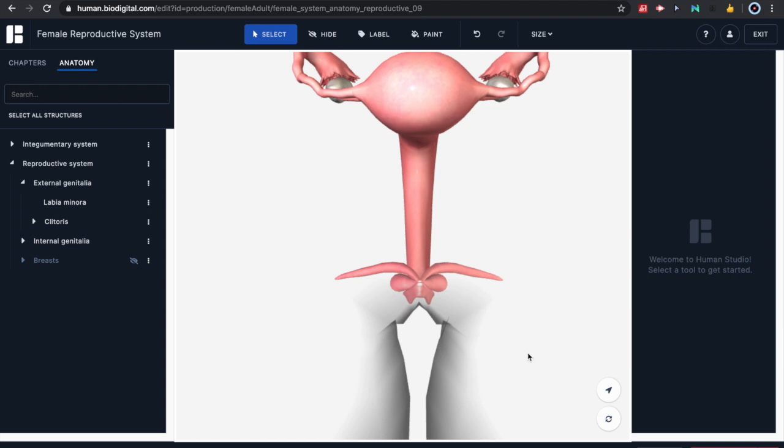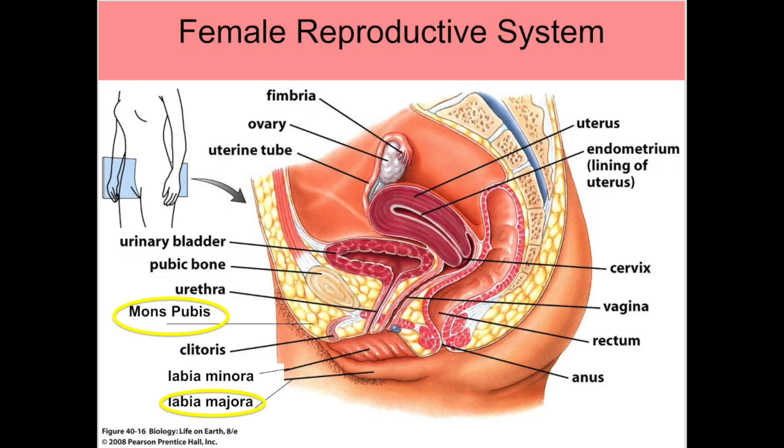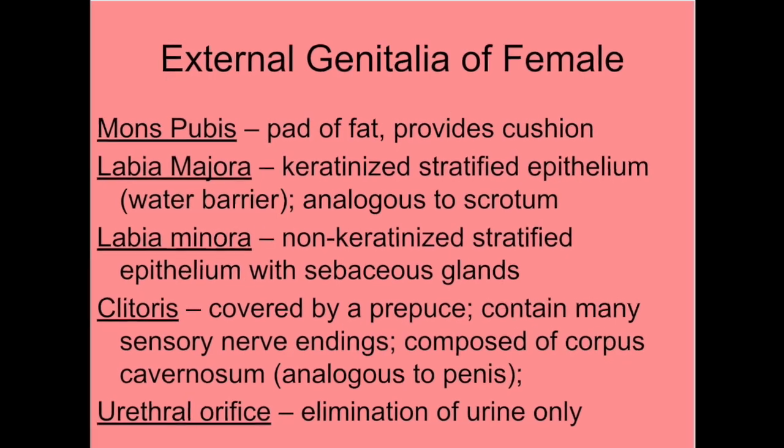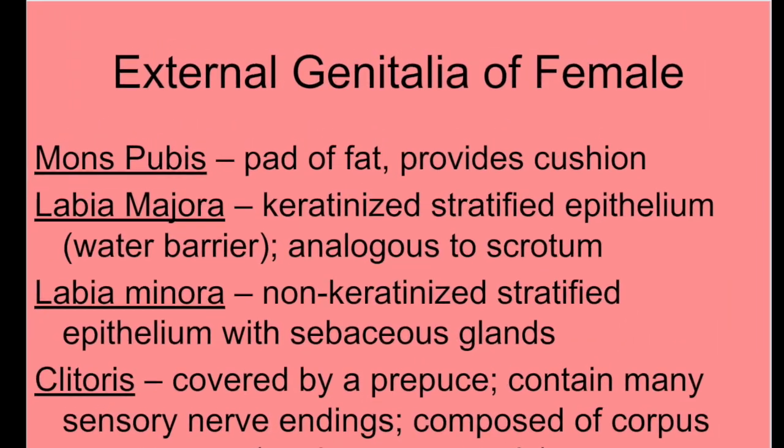I'll show you some of the other images so you can get a sense of where these structures are and what their function is. We just won't be able to label it here today. Specifically, the two structures we will not be able to label here are the mons pubis and the labia majora. The mons pubis is a fatty tissue sitting right in front of the pubic bone. It's going to help provide cushion so that the bone is protected.